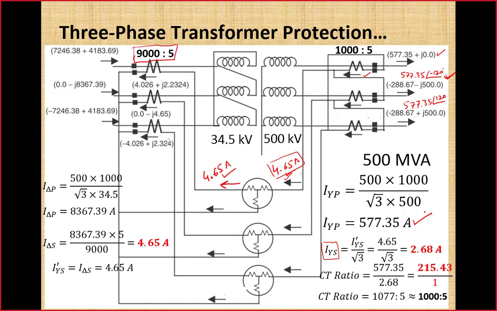Now, the CT which would be required in order to perfectly match these two currents, 4.65 here and 4.65 here, should have a ratio of 1077 by 5, but we have selected a CT from the standard CT ratios having ratio 1000 by 5. So now definitely the current here will be different from the current here which is 4.65. Now we are going to calculate that new current and the spill current. Spill current means current through the differential branch which is spilling due to the difference on the two sides of the current. That will be a difference current.